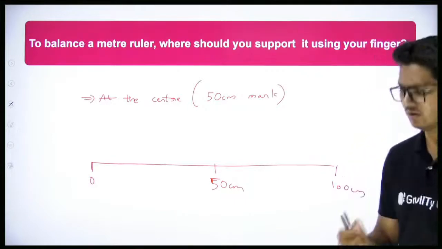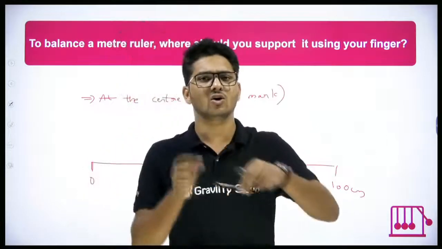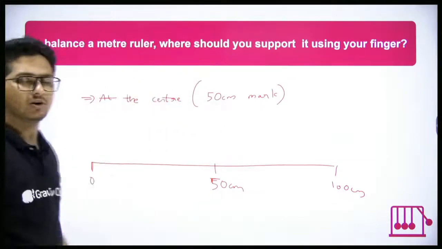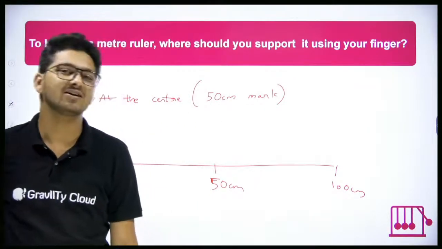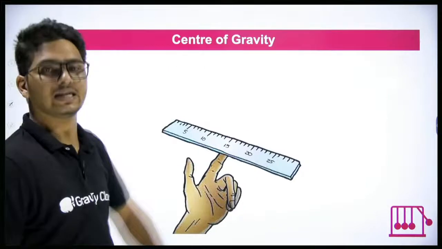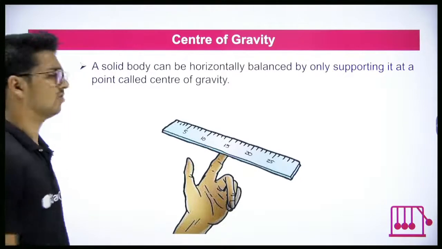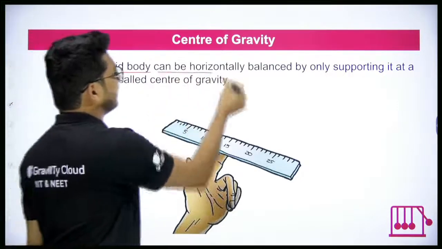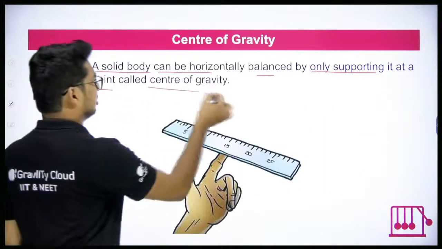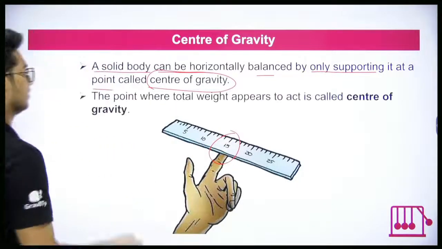Good. So what exactly is at that point? Why should you place your finger exactly at the center? Why can't you place it at 100, at 0, or at 40, or at 60, or at 70? Why exactly at 50 centimeters? Because that is where a point called the center of gravity lies. What is that center of gravity? A solid body can be horizontally balanced by supporting it only at a point called the center of gravity. As we discussed, for that scale, the center of gravity will be at its center.